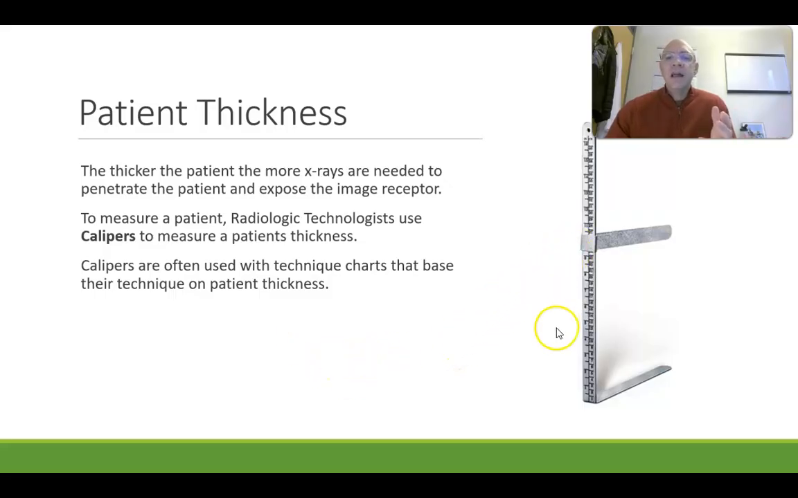So understanding what a caliper is, I've got them in the classroom, so if you want to go check them out, but just be aware of what calipers are. And I think I'm going to wrap this video up right here. So when we come back, we're going to be talking more about subject factors and talking more about body composition and whatnot and how it affects x-ray quality.